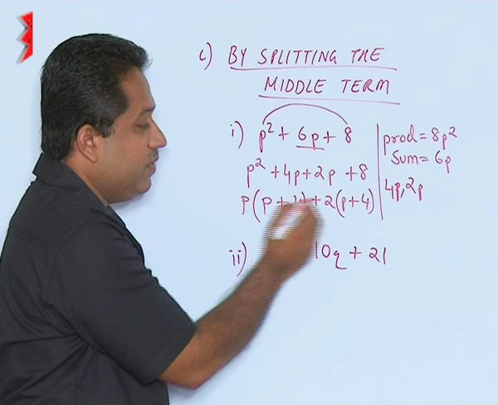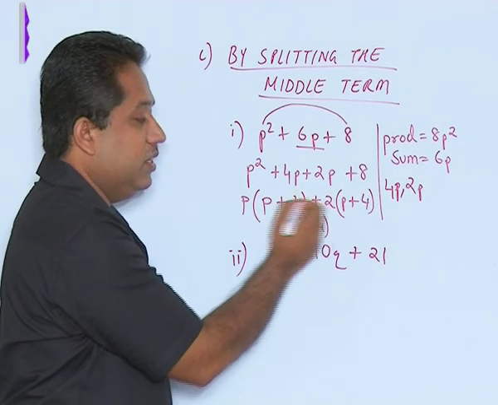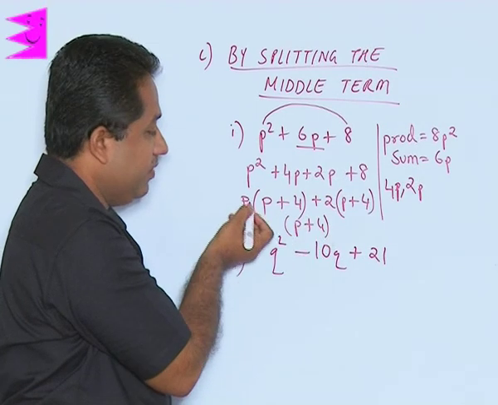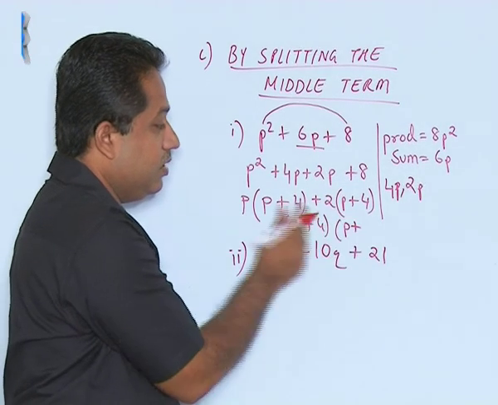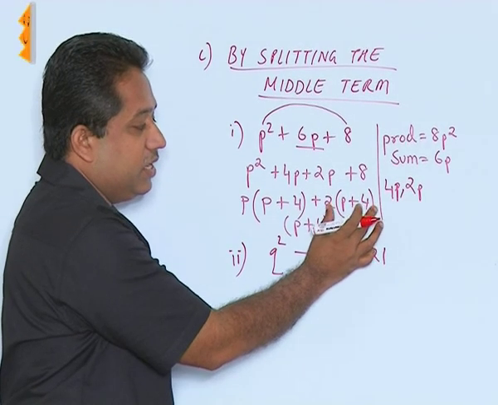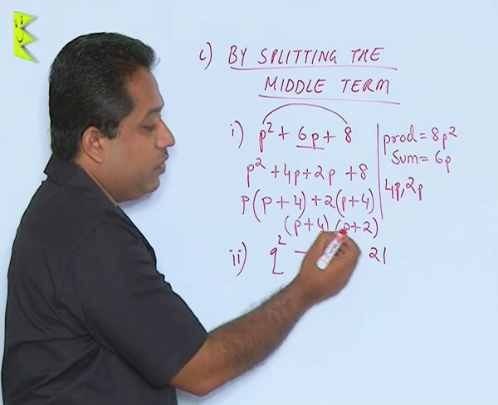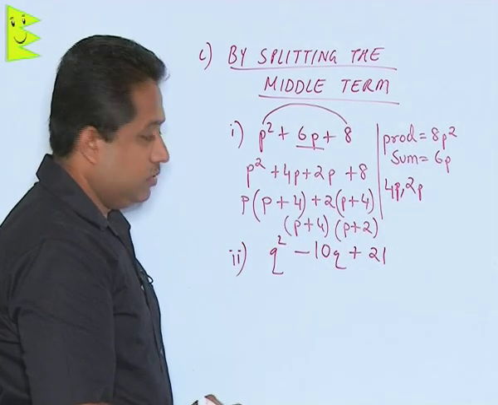How do we combine this? We will have to take p plus 4 common. So, p plus 4 is common in this. So, if we take out p plus 4 common, we are left with p here, and if I take out p plus 4 from the second expression here, then what is left is 2. So, final answer we will get p plus 4 and p plus 2.